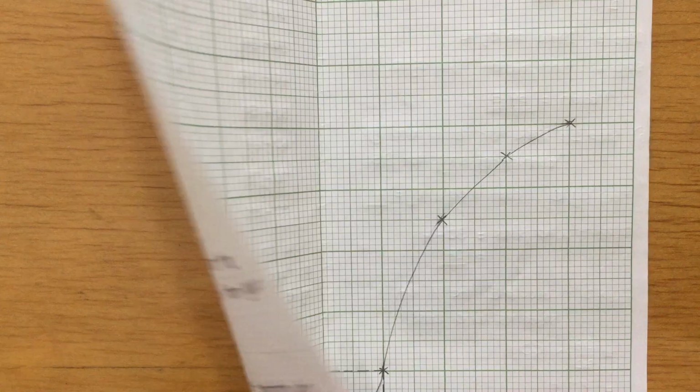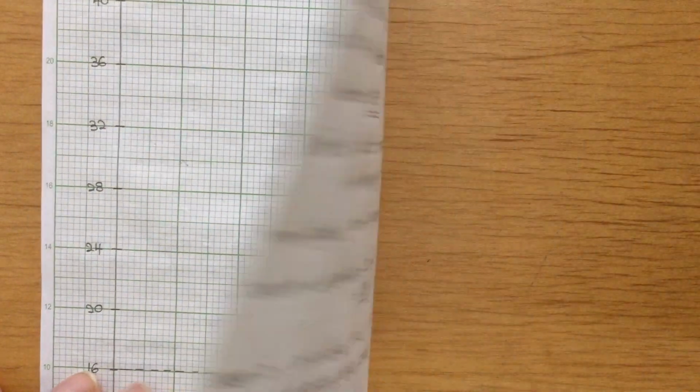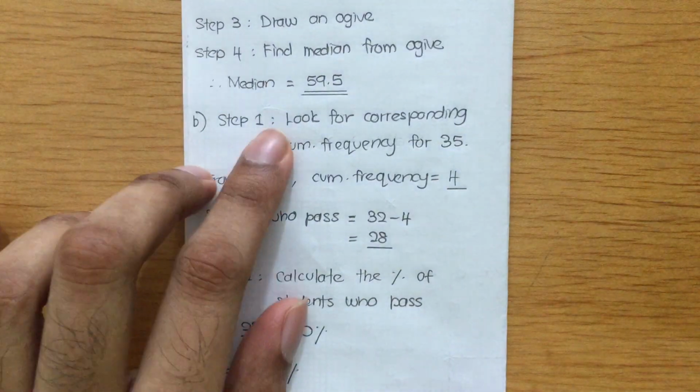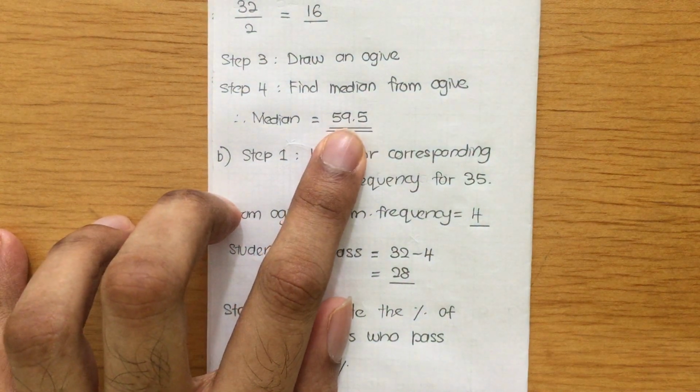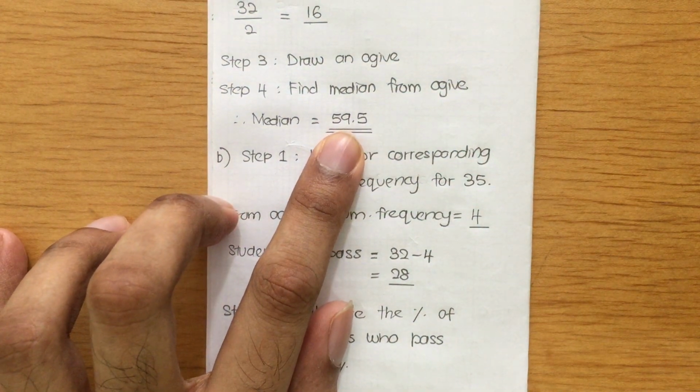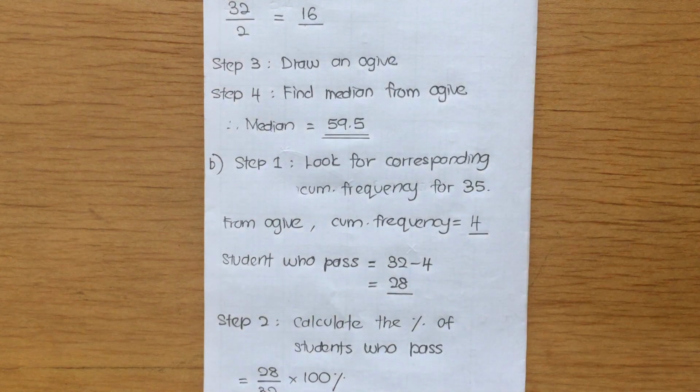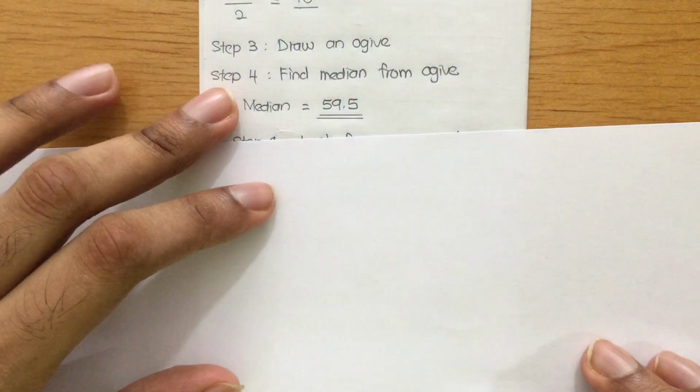So therefore your median value is 59.5. This is your final answer, guys. We have already solved our question A. So let us proceed to question B.